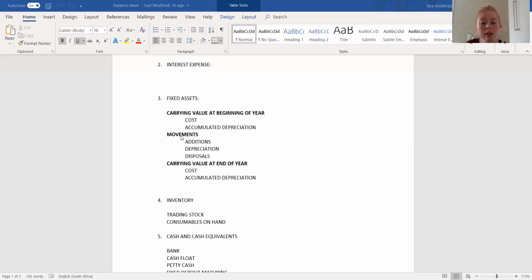Then with movements, you have additions, depreciation, and disposals. Additions is when I buy any more equipment during the year. I will record this at my cost price. So say now I bought additional equipment for 10,000 rand. In additions, I'm going to have 10,000 rand. I'm adding to the value of my cost.